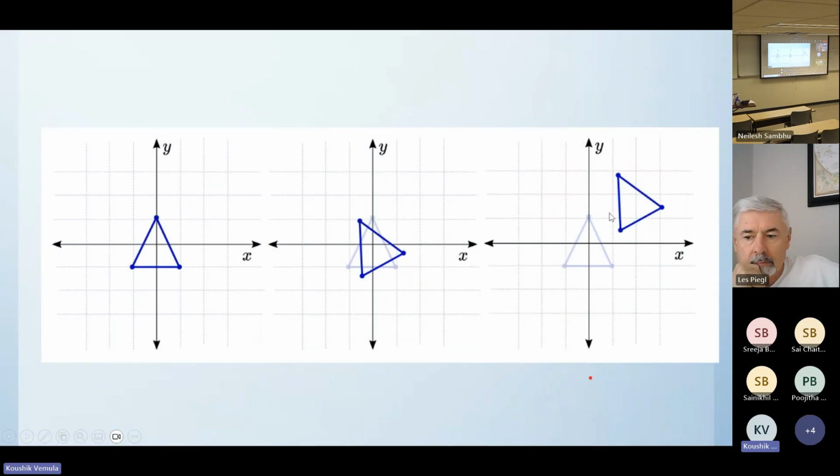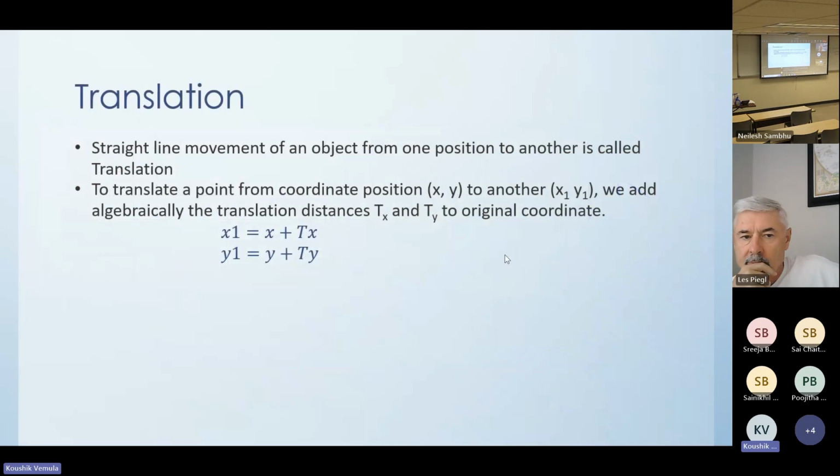The next image shows a translation, where we shifted the triangle from the origin to some other point. So this is basically an example of showing a 2D transformation. I'd like to start with the first topic on transformation, which is translation.